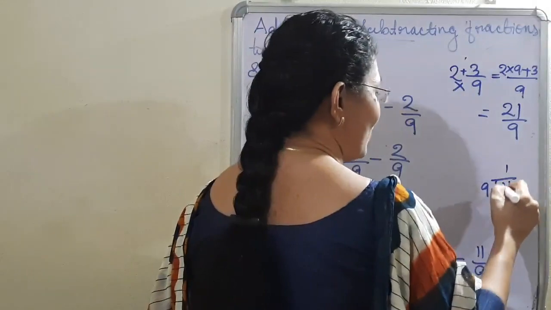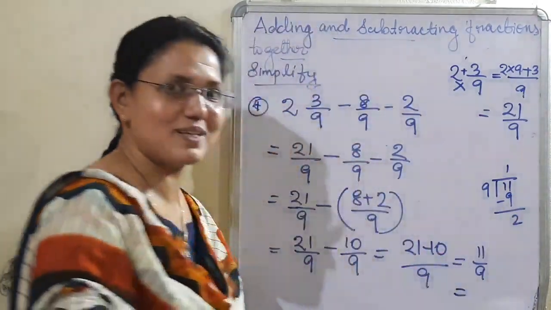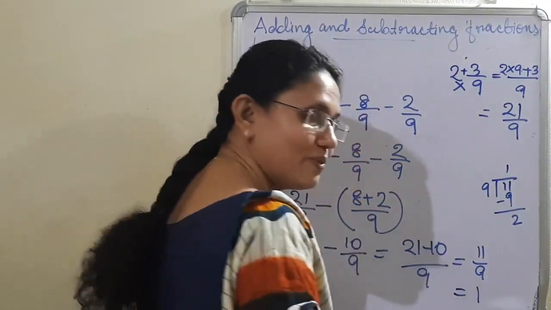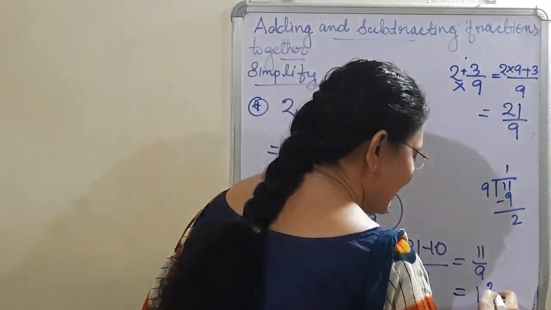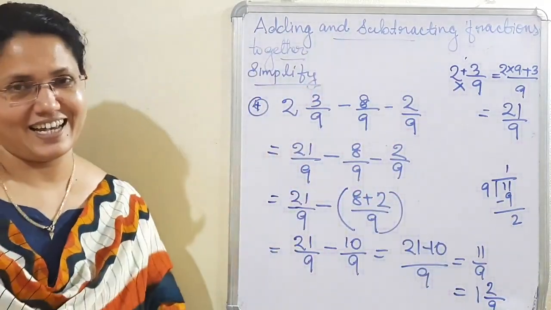9 into 11. 1 time 9 is there. Subtract, 2. How can we write it as a mixed fraction? Yes. Start from quotient 1. Numerator is the remainder, and denominator is the same itself. 1 2 by 9 is the answer.